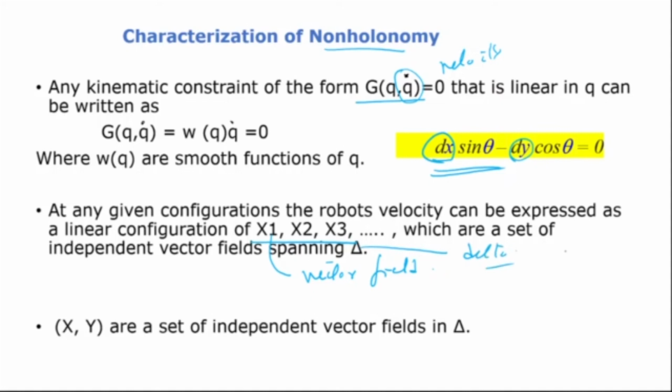Okay, so this basically tells us that at any given configuration, the robot's velocity can be expressed as a linear combination. That's what we have seen, that they are vector fields, right? And which are a set of independent vector fields spanning all of delta. Now x and y are a set of independent vector fields in delta. Now what is this x and y? This is my x in the x direction, that is my y in the y direction. So there are different vector fields, at any given configuration of the robot, and this velocity can be expressed as a linear combination of x1, x2, x3, x4, which are a set of independent vector fields spanning delta.